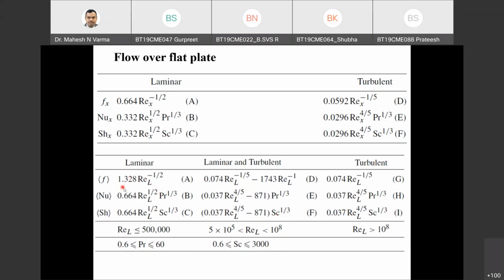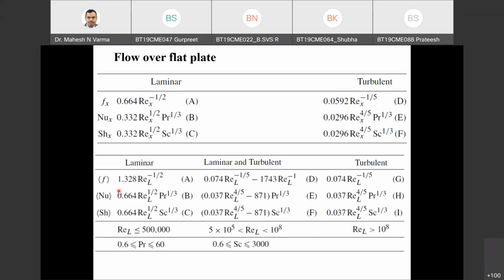So just knowing this equation is not enough. Knowing this equation is as important as knowing the limitations where I can use this equation. That is also as important as knowing this equation. So only knowing this equation, that friction factor.